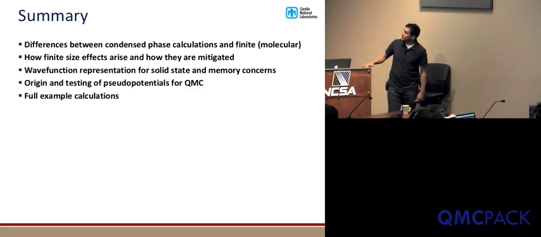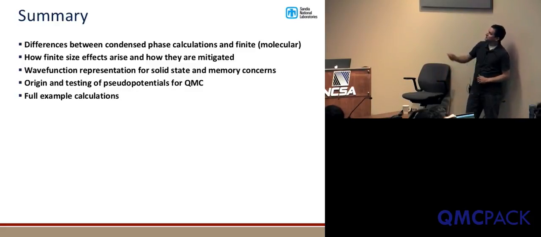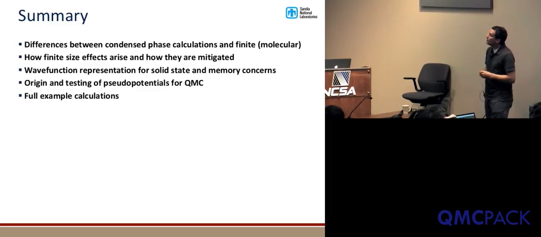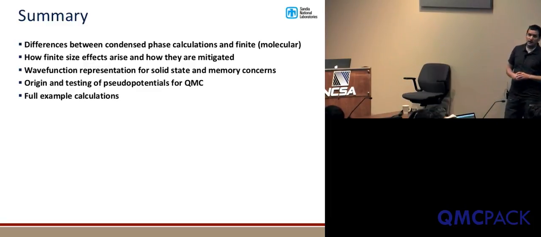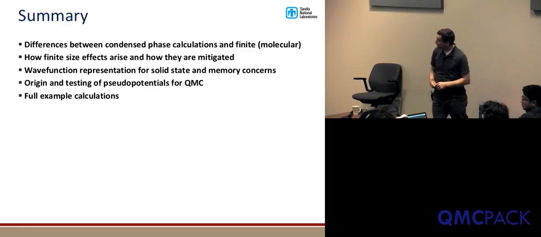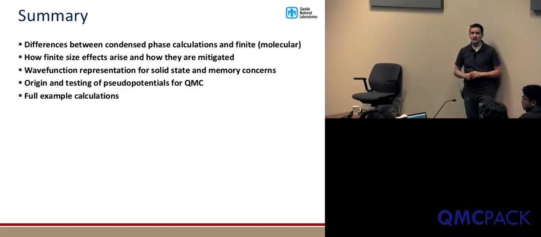So with that, finishing up a little bit early, I hope what you've gotten out of this lecture is the differences between doing one of these calculations in the condensed phase versus a molecular or finite system, nanosystem; how finite size effects arise and the choices that we have to mitigate them; how the wave function is represented in the solid state, and specifically how that's going to affect your run, which means what happens when I don't have enough memory on my node, and how do I deal with that; the origin and testing of pseudopotentials for quantum Monte Carlo; and then a little bit of an idea of how the full stack of calculations runs.